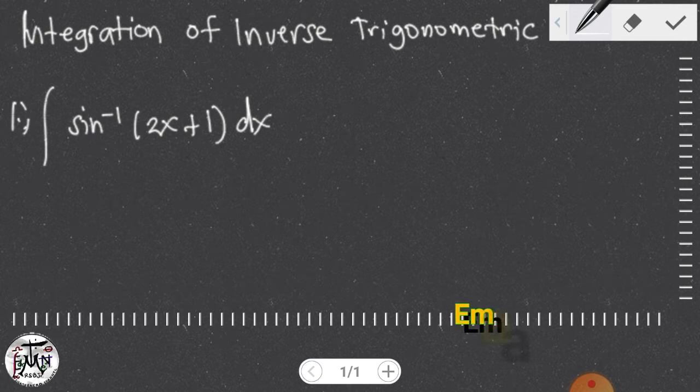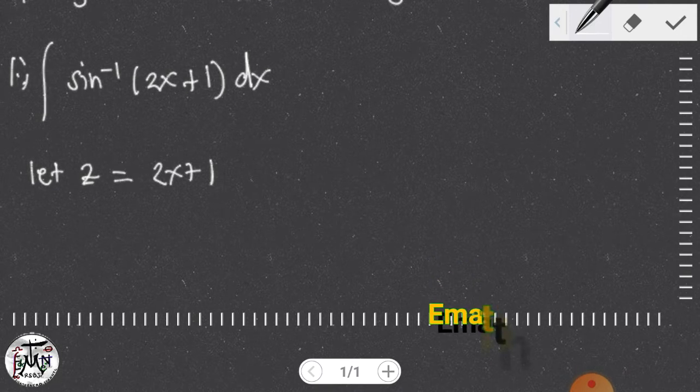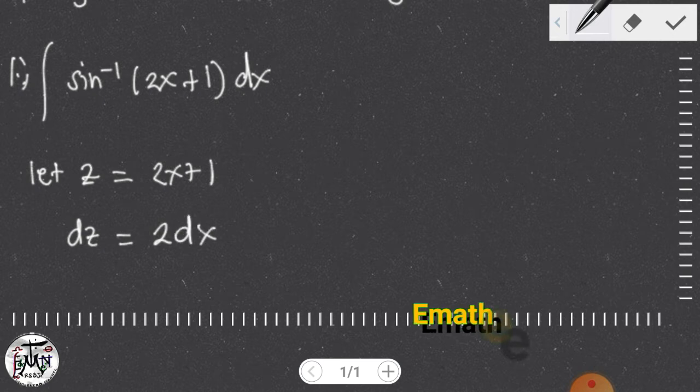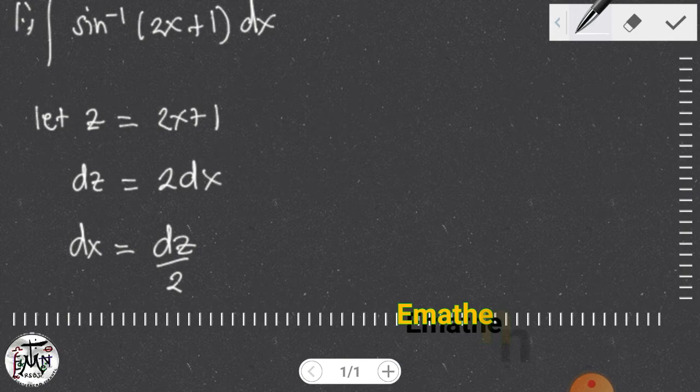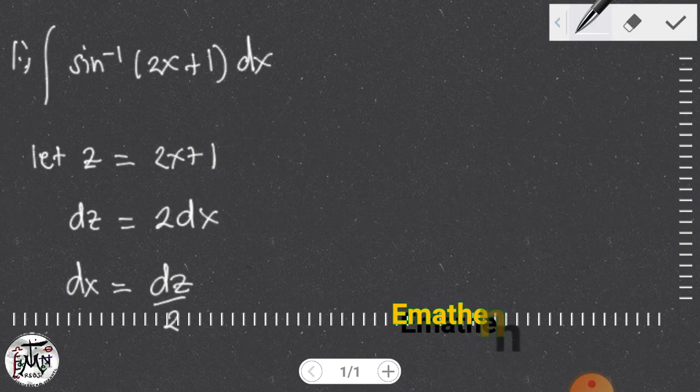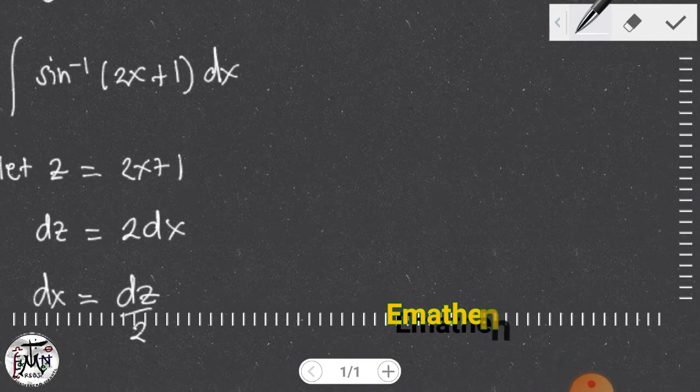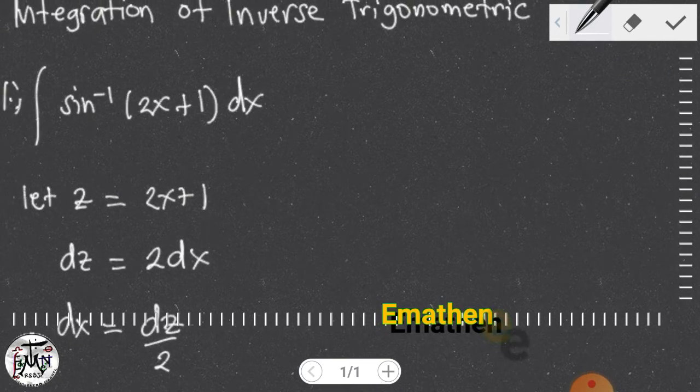Okay, so first we let z equal 2x plus 1, and then the derivative of 2x plus 1, which is equivalent to our dz, is 2 dx, where dx is dz over 2. Then we substitute: we change the given into z, and dx into dz.